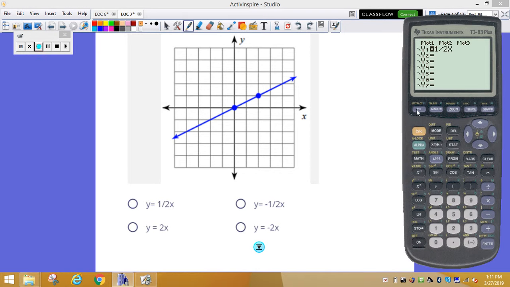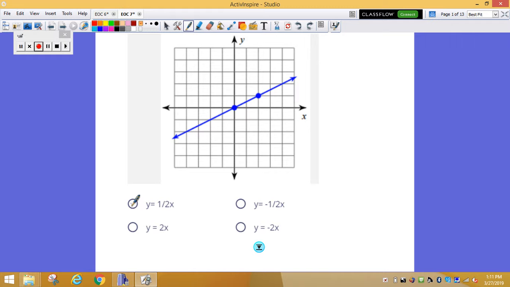So you're going to go to y equals, type in the first graph. Hit graph, here we go. And we got lucky. It was the very first answer. Let me show you what the other ones look like just so you can see. B has a negative 1/2 x. So if we graph that, it goes down. So that's not right. If we graph 2x, it would be too steep. And if we graph negative 2x again, it would go down. So the right answer for this one would be 1/2 x.